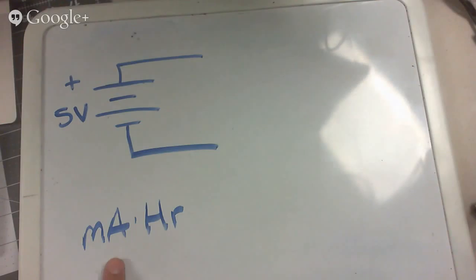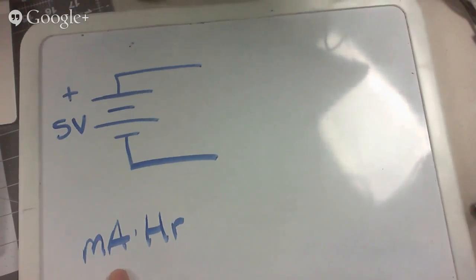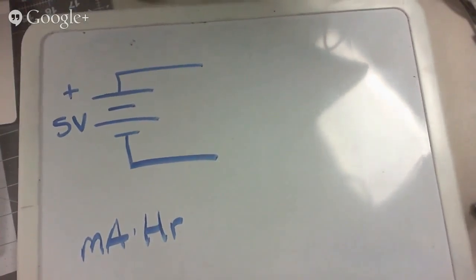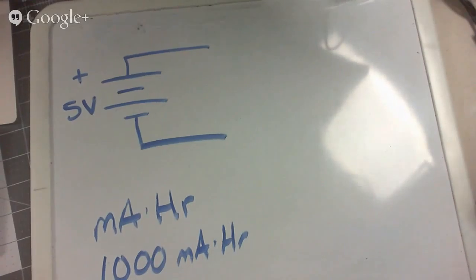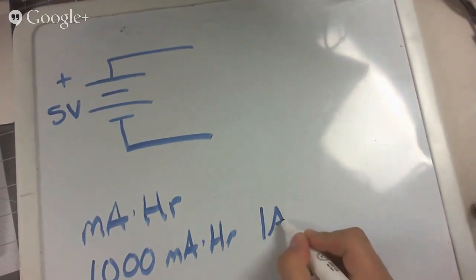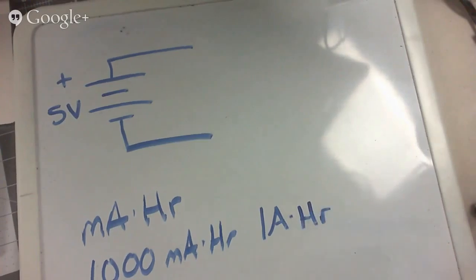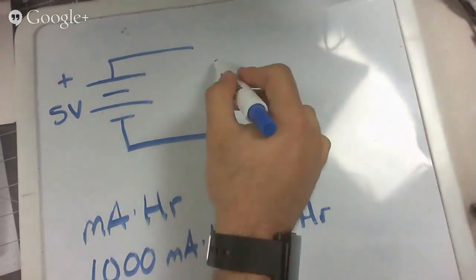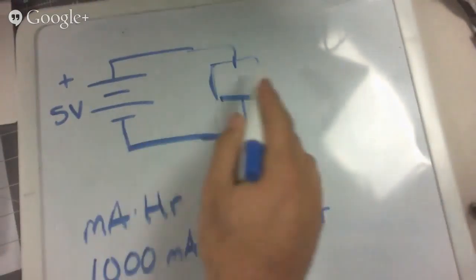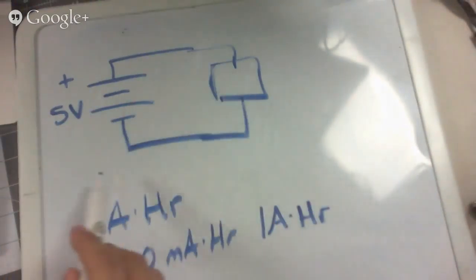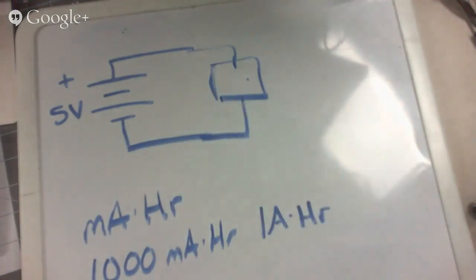So in other words, let's say this battery was rated at 1,000 milliamp hours. Well, if you do the math, 1,000 milliamps is 1 amp times the hour. So in other words, if whatever load I have out here drew 1 amp, this battery would be able to keep this load powered for 1 hour.